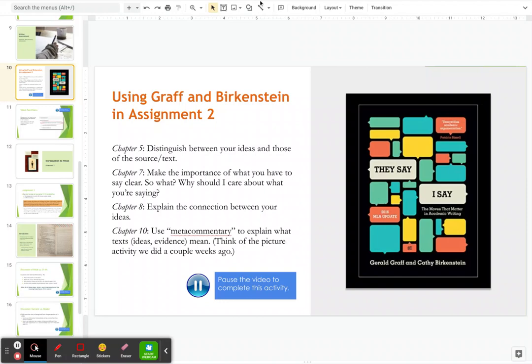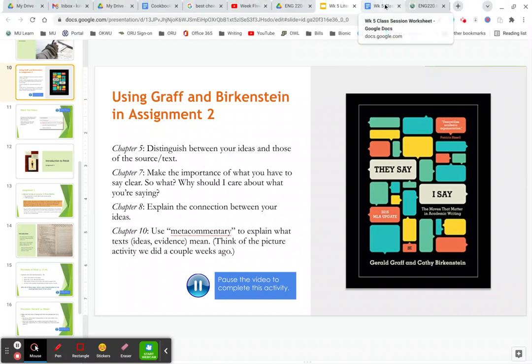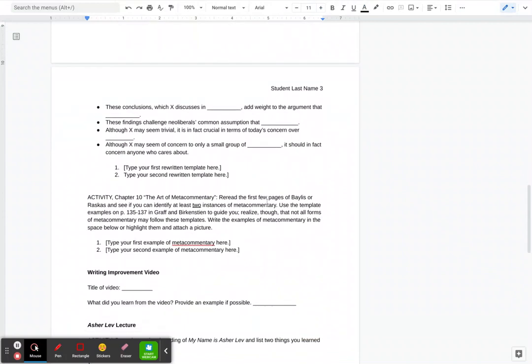So one short activity I would like you to do for chapter 10 is maybe take the Baylis article or the Raskus article that you're probably using in your essay, and just go through the first 2 or 3 pages of the article, and see if you can find 2 instances of meta-commentary. So 2 instances of when Baylis or Raskus are explaining their sources and how they relate to their own ideas.